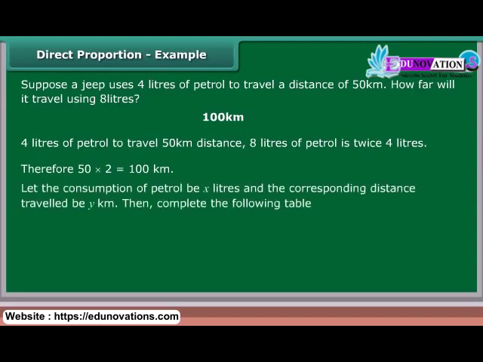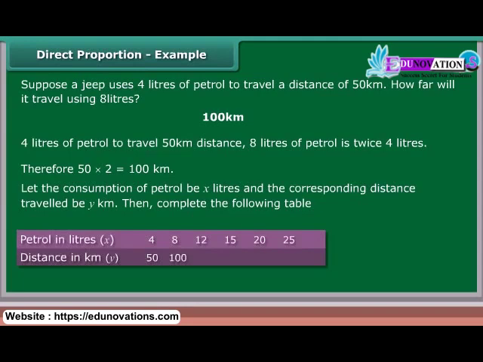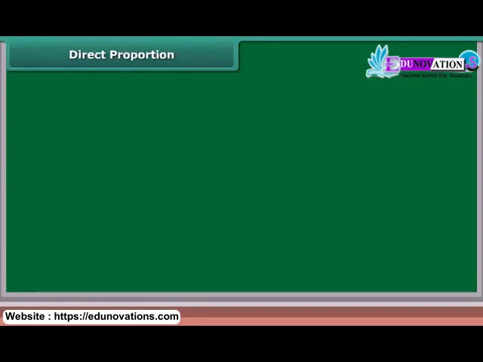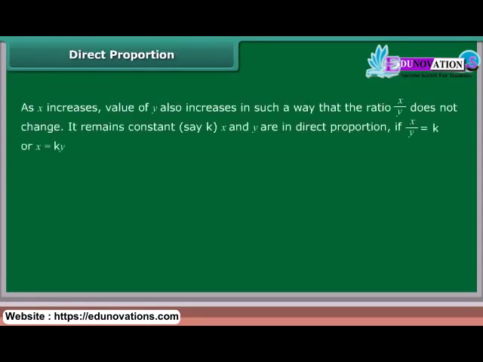Let the consumption of petrol be X liters and the corresponding distance traveled be Y kilometers. Then complete the following table. Direct proportion. As X increases, value of Y also increases in such a way that the ratio X upon Y does not change. It remains constant, say K.